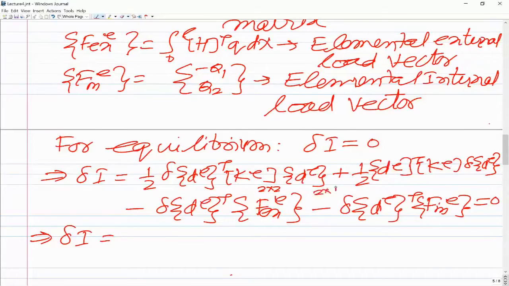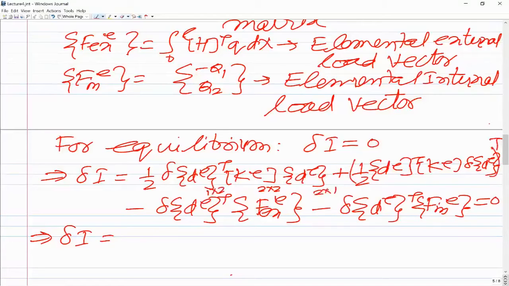D is 2 by 1, and then D transpose would become 1 by 2. So finally when you multiply all three, you will get a scalar quantity. Similarly, this is also a scalar as a whole. So what I can do is replace this quantity by its transpose. So I can put a transpose.